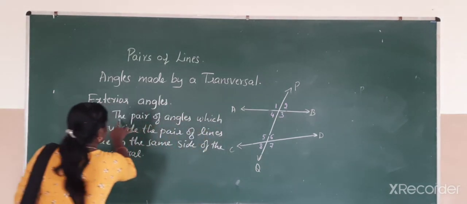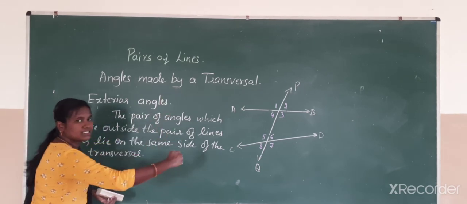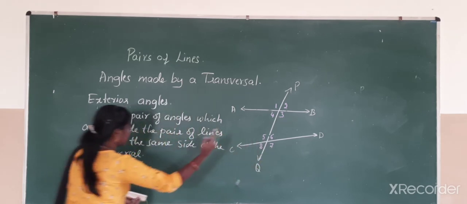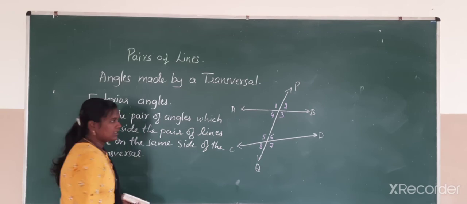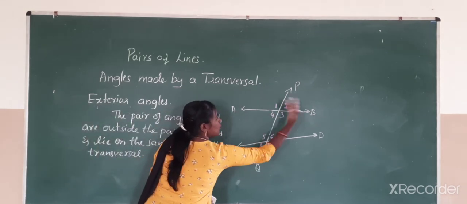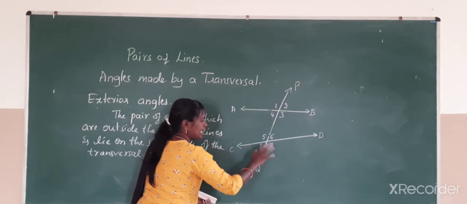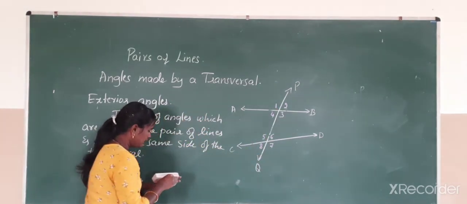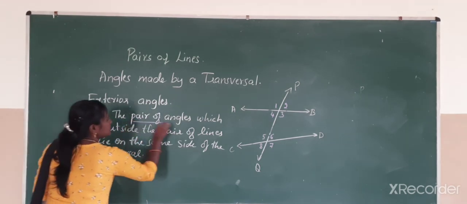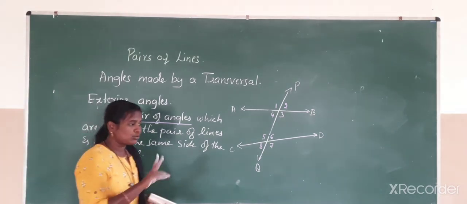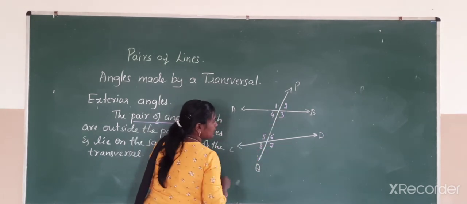Yes? See, the pair of angles which are outside the pair of lines, and lie on the same side of the transversal. They lie on the same side of the transversal. So, we know that 1, 2, 7 and 8 are the exterior angles. But here we are mentioning these are what? These are the pair of angles. Pair means you have to make two angles, isn't it? So, they lie on the same side of the transversal.